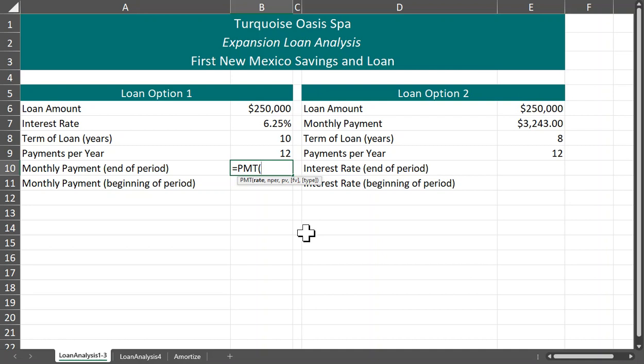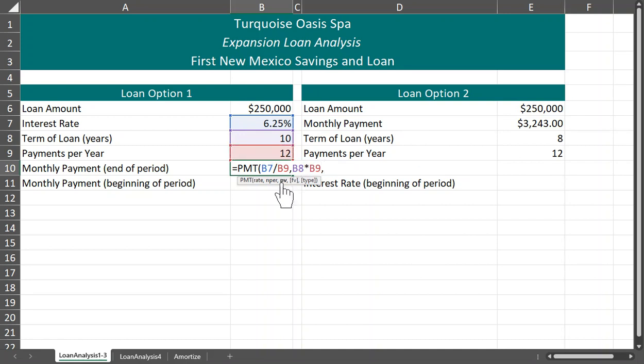It wants to know the rate, so remember we always take the interest rate, which in this instance is B7, and we divide it by the number of payments per year, which is 12. Here we have the 12 listed. If we didn't have 12 listed, then we could exchange B9 for 12. So hit comma. Now the NPER, you can see where we are right here. This is the number of periods in the loan, and that is the length of the loan, which is B8, times the number of payments per year, which is B9, comma.